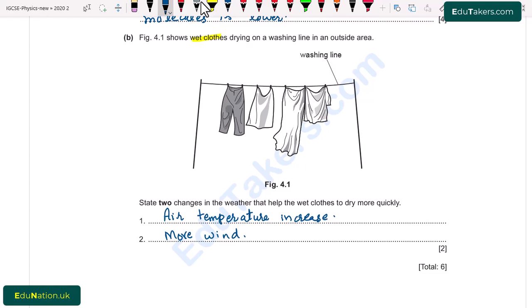So I write here: cloud stops covering the sun, so that more sunlight comes and falls on these cloths.